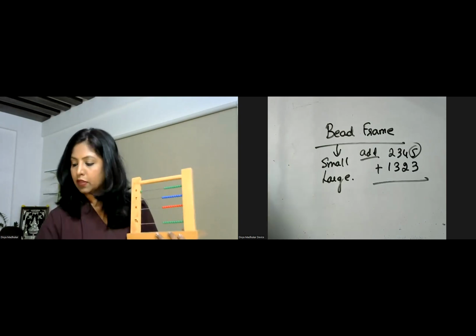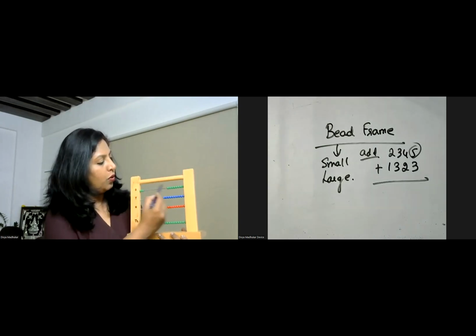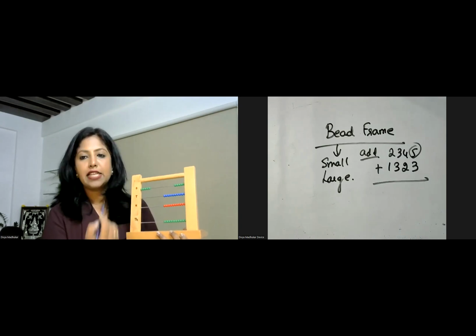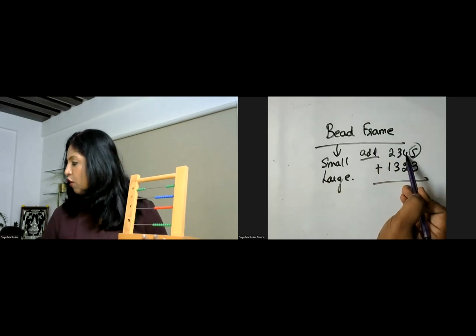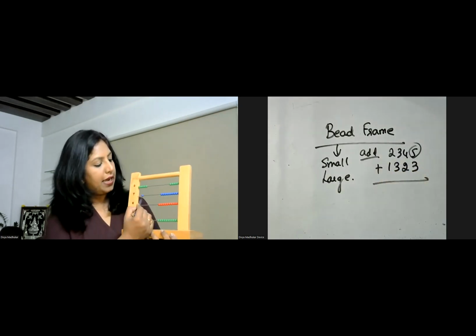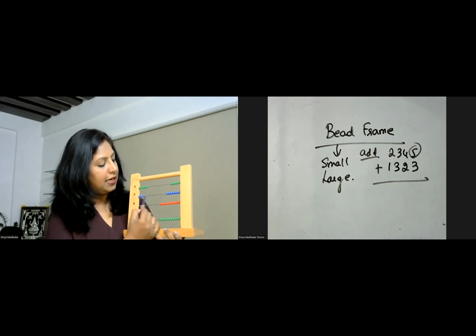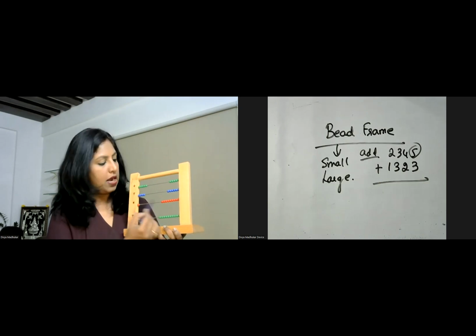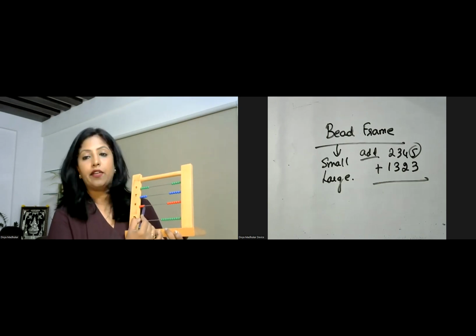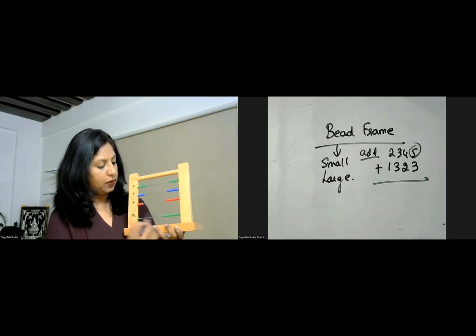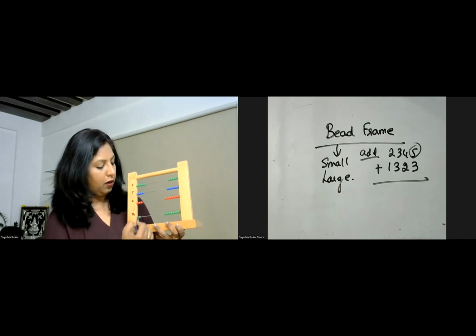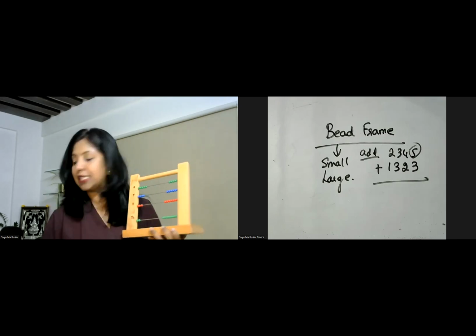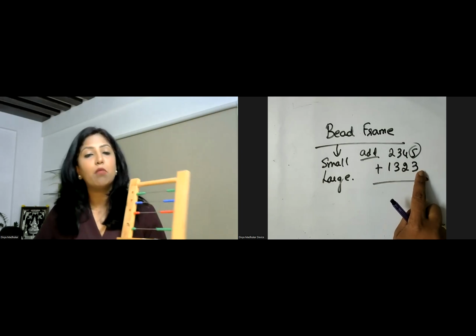1, 2, 3, 4, 5 units. The next one, what do I have to move? How many tens? 4 tens. 1 ten, 2 tens, 3 tens, 4 tens I moved. Next, we have to move 300s. 100, 200, 300. How many thousands? 2000s. So we got the quantity here, 2345.